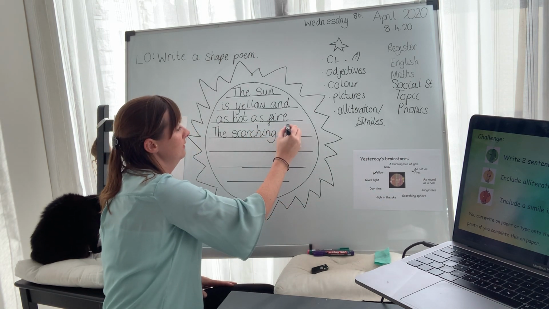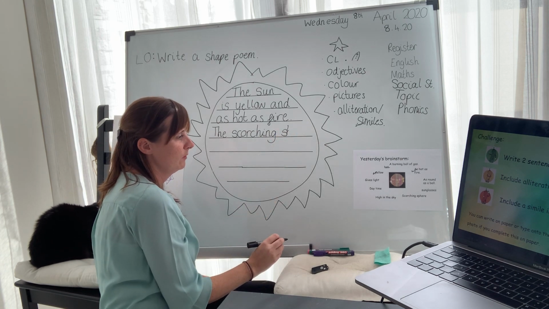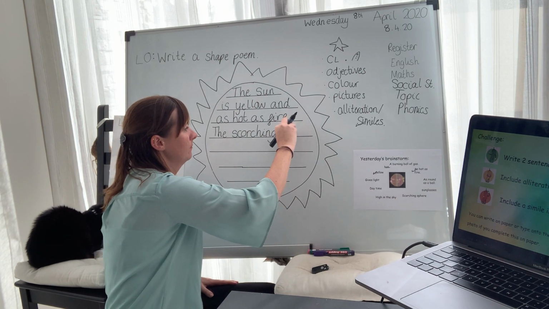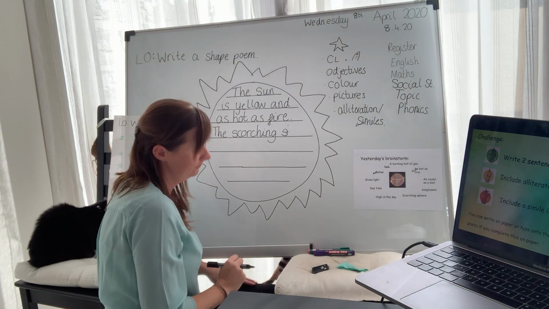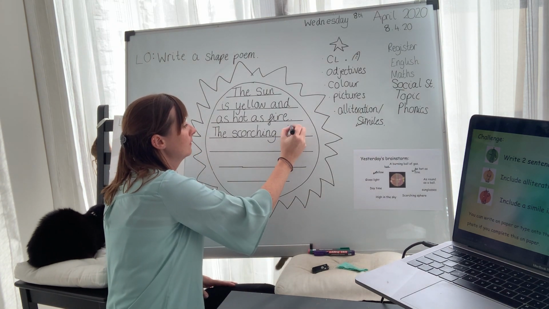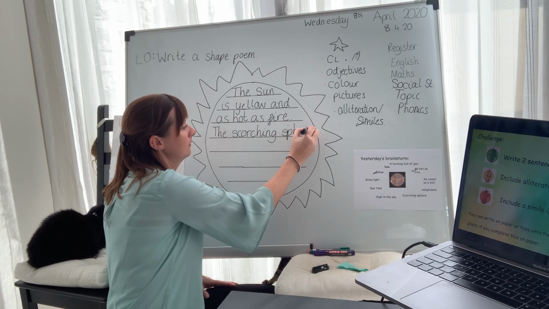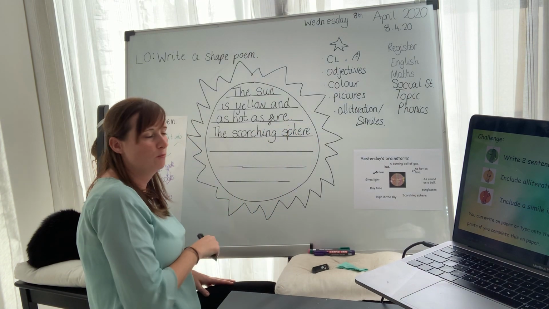Scorching sphere. Oh no, spelt it wrong. So I can get a rub and rub it out, or you can just cross it out and write it next to it. Hello, mischief. You can just about see mischief's paw down here.